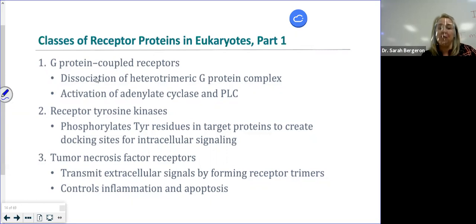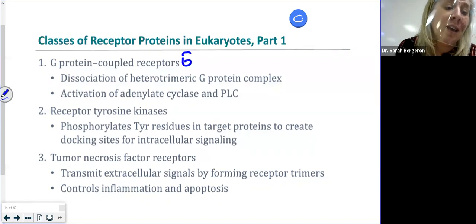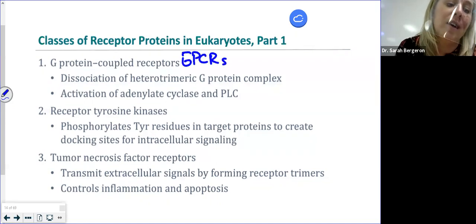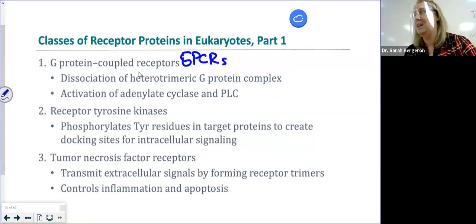So the first one are G protein coupled receptors. That is a receptor that is coupled to, guess what? G proteins, right? That's why they call it that. So they call them GPCRs. Does it mean that you are PCRing anything? No, unfortunately, they just share the same abbreviation. Okay, so a G protein coupled receptor, they abbreviate GPCR.